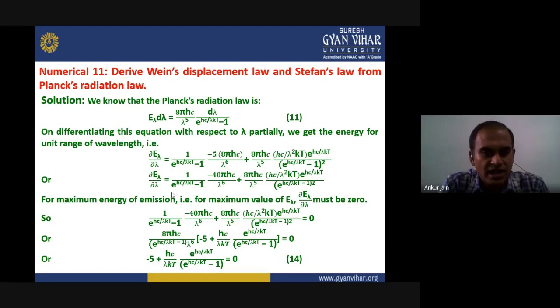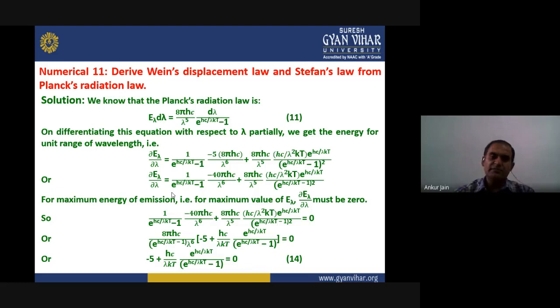radiation law. Again, we will derive two more laws from Planck's radiation law, because as we have discussed already, Planck's radiation law is quite a general expression which can explain the whole black body spectrum very nicely and successfully. So all the other laws which have partially explained the black body spectrum should be derivable from Planck's law.